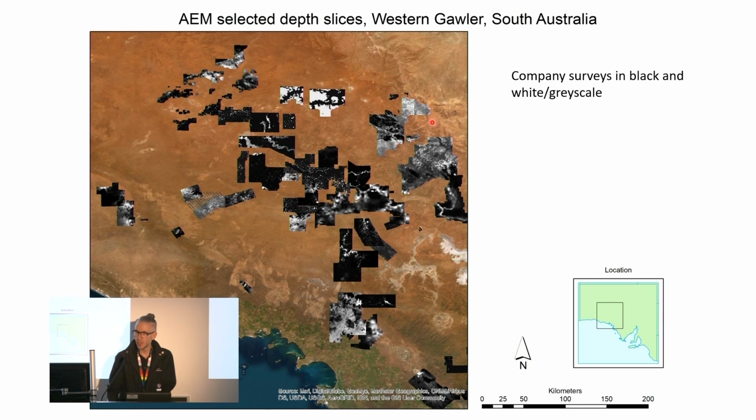There's a lot of company data out there. This is a slide showing a range of selected depth slices for the different company surveys, and we can see these paleochannel features. They're all different systems, so some have different colour scales and different textures. Okay, so we can see the Mulgathing Trough coming up through here. But there's a lot of gaps between the surveys.